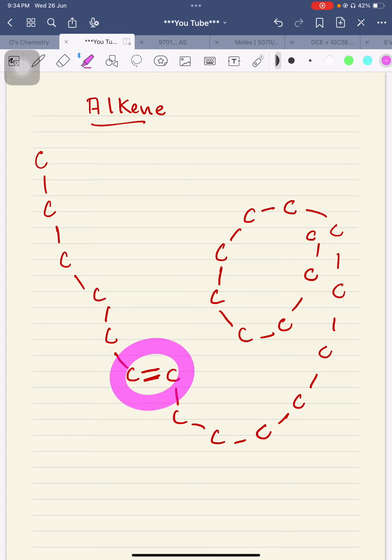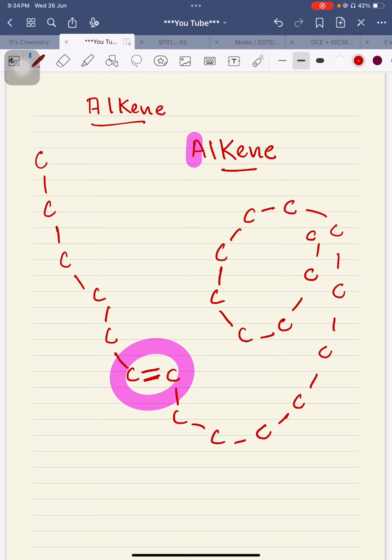Okay. So in which category are we going to keep this chain? We are going to keep this chain in the category of alkene. So I'm writing here alkene. Why is it considered an alkene? Due to the presence of a carbon-carbon double covalent bond.